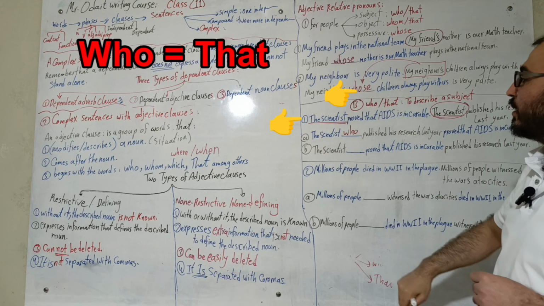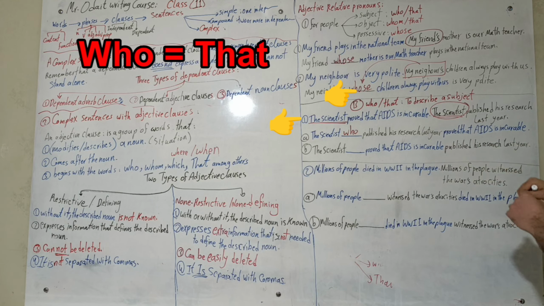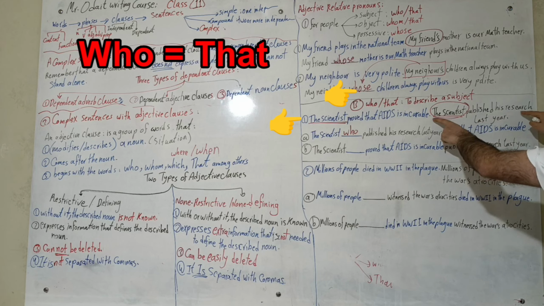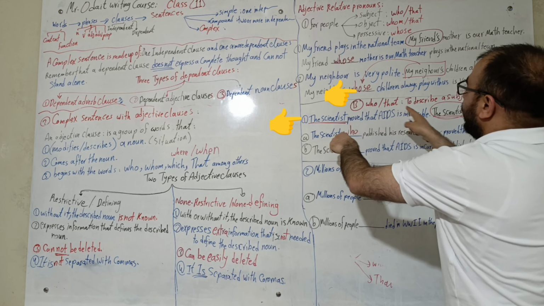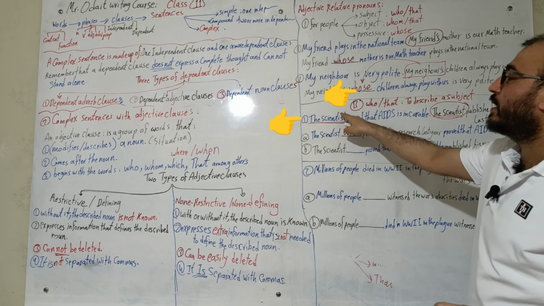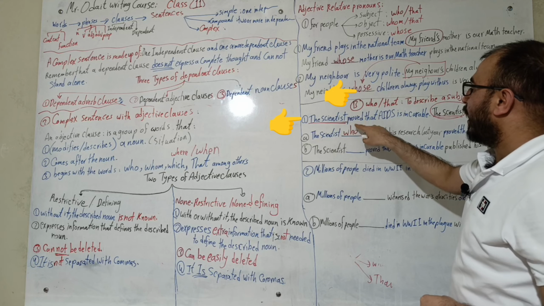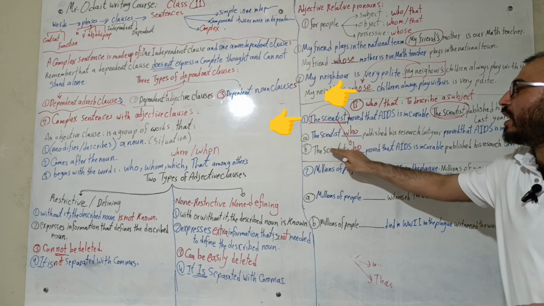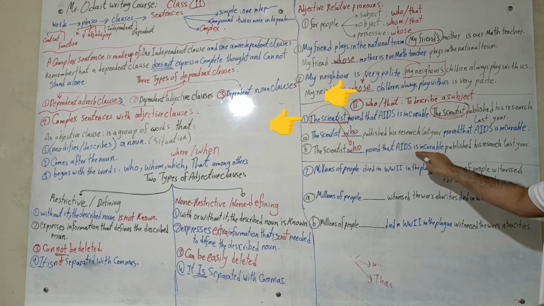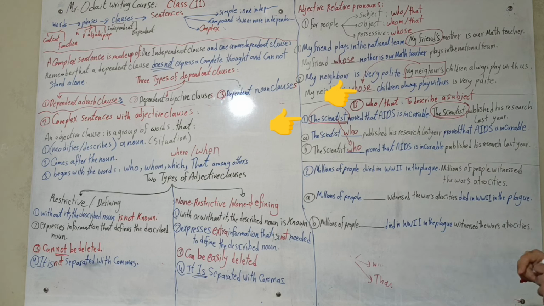Again, my friends, for the second option, I use this simple sentence as the main sentence here in black. Then I change this independent clause into a dependent clause, deleting the repeated subject and replacing it with a subordinator, or a relative pronoun. Let's read the sentence. The scientist published his research last year. To describe the scientist, we say: the scientist who proved that AIDS is incurable published his research last year.